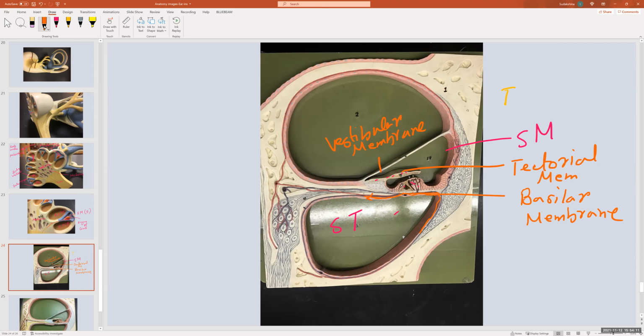Tectorial membrane. Vestibular membrane, which continues on with the lining here. Basilar membrane, tectorial membrane. Tectorial membrane is basically part of the organ of Corti. So the organ of Corti is made of tectorial membrane and modified hair cells. These are basically hair cells. That's what they are, modified hair cells.